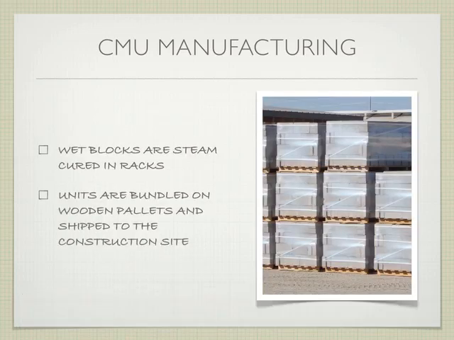The wet blocks are then steam cured in racks, so we're accelerating the curing process just like we would in prefabricated concrete, or offsite fabricated concrete. The units are then bundled onto wooden pallets and shipped to the construction site, shipped to Home Depot, shipped to wherever you're going to buy them from.